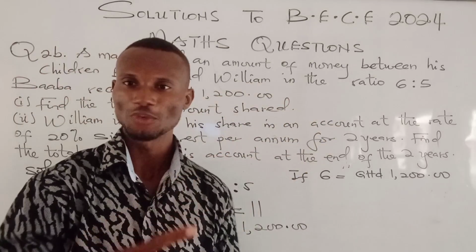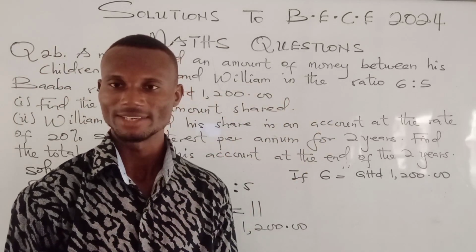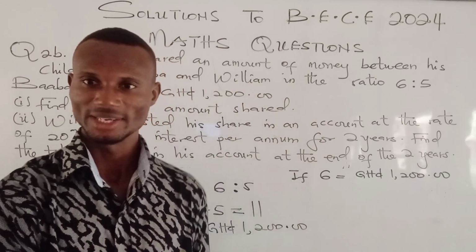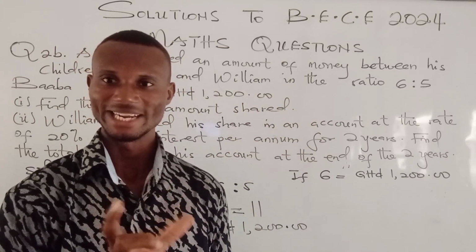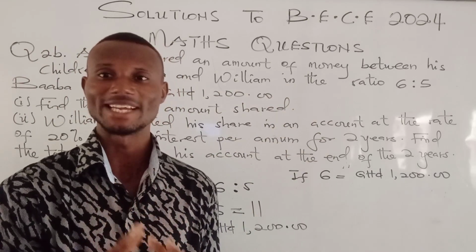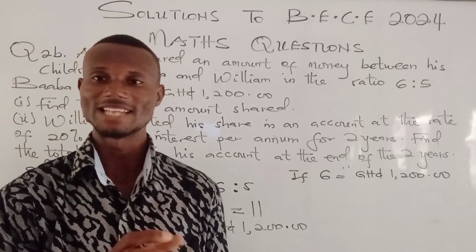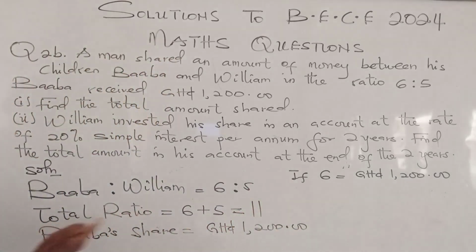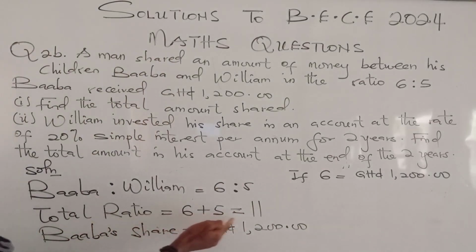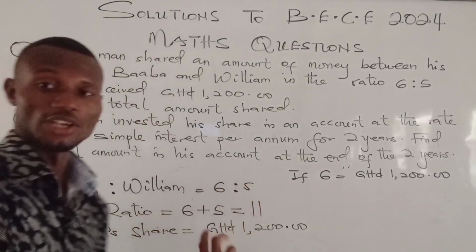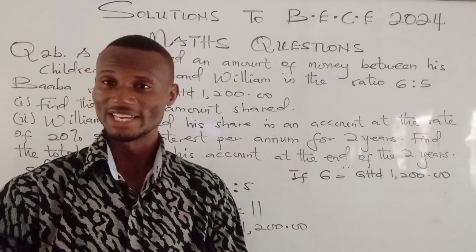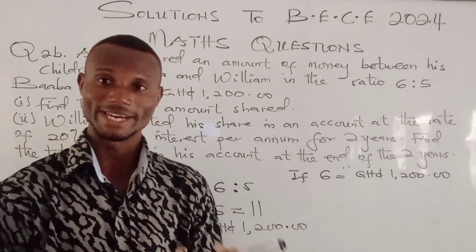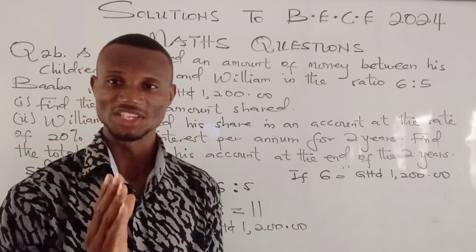Now, what ratio represents the total amount that was shared? We've done it, it's on the board. That ratio is 11, or the value that represents the total amount that was shared is 11. Because we found it, total ratio equals 6 plus 5, which is what? 11. So the value that represents the total amount which was shared is 11. Please do you agree with me?